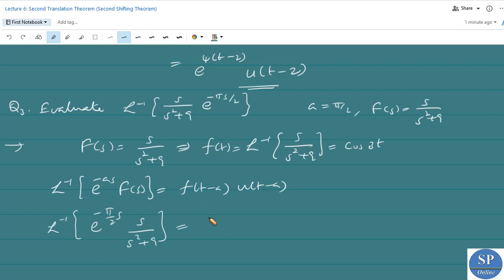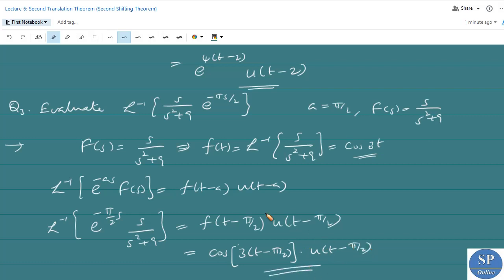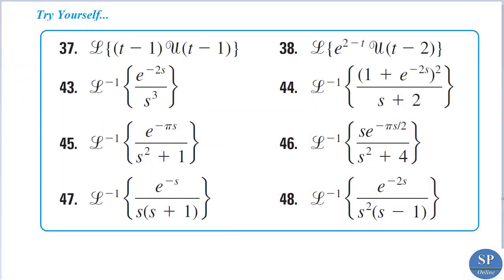This is equal to f of t minus a, where a is pi by 2, so f of t minus pi by 2 into u of t minus pi by 2. Since f of t equal to cos 3t, we have cos 3 into t minus pi by 2 into u of t minus pi by 2. So this will be the inverse Laplace transform of the given function. Now you can try these problems yourself.